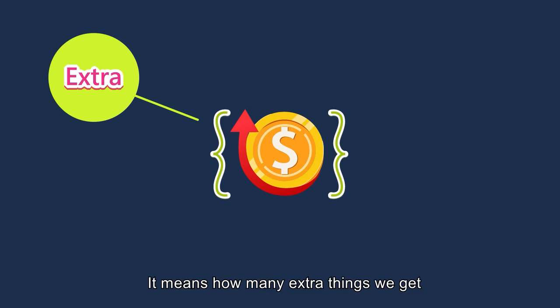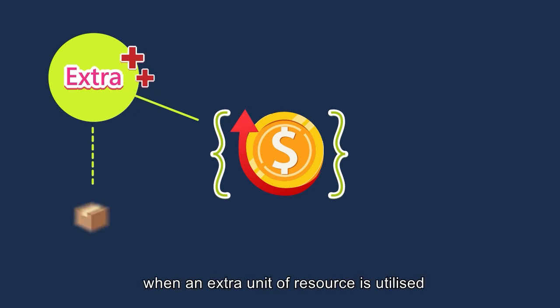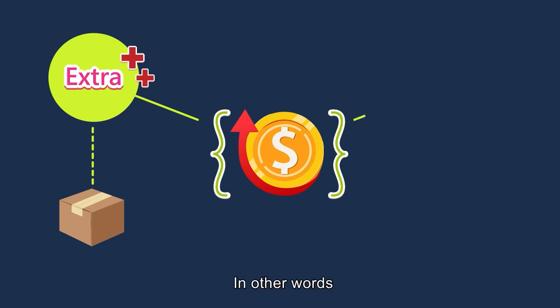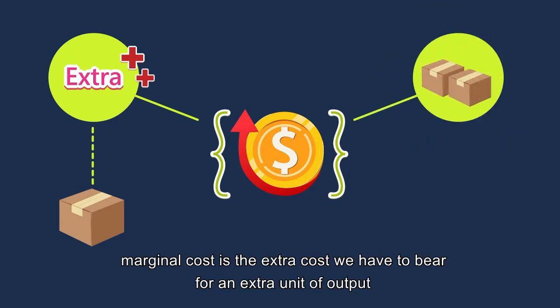Marginal cost. Before going into the details of marginal cost, let's explain what marginal is first. The word marginal here is more or less the same as extra. It means how many extra things we get when an extra unit of resource is utilized. In other words, marginal cost is the extra cost we have to bear for an extra unit of output.